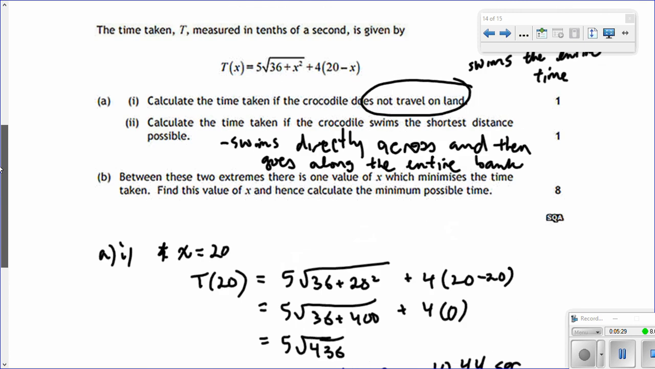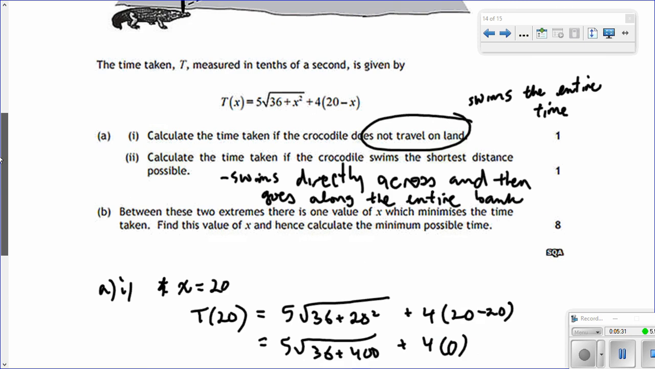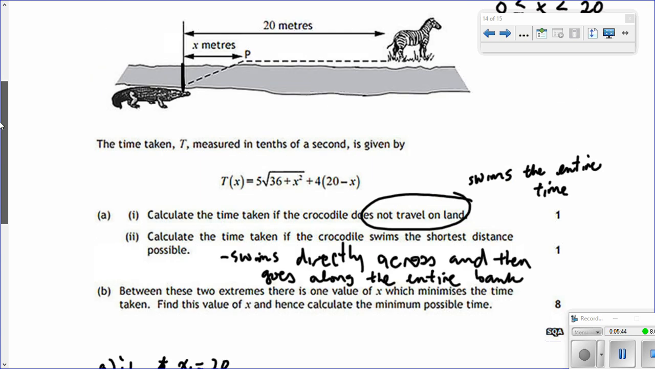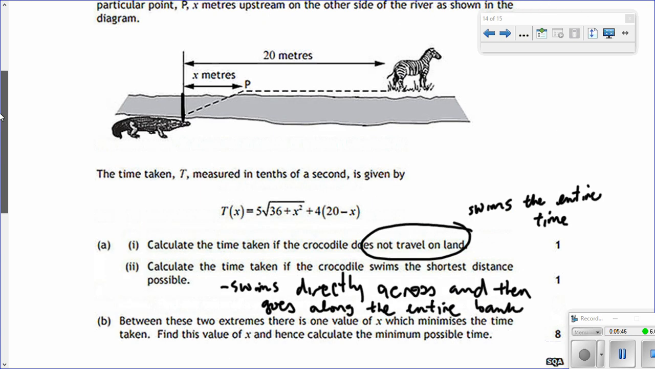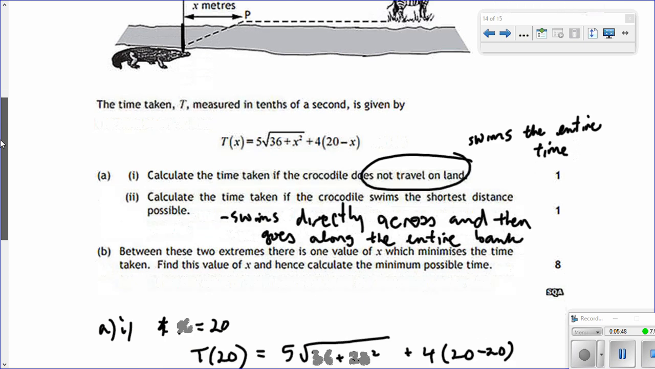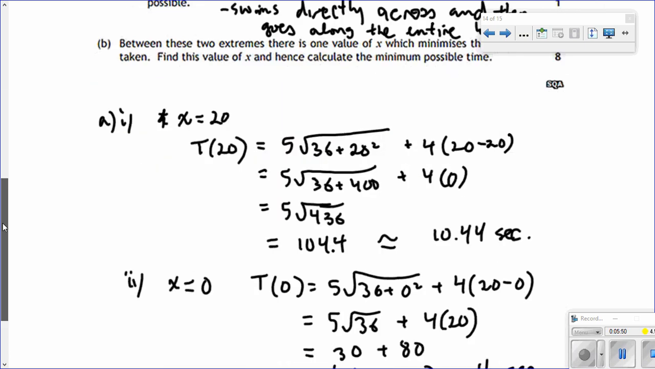Now B, between these two extremes, those are the extreme values we just found, there's one value of x which minimizes the time. So it sounds like we're going to have to minimize the time function. That means the derivative, set it equals 0, solve for x. So let's find this value of x where it comes out down the shoreline, and then calculate the actual minimum possible time. Okay, I'm going to go to a different slide.